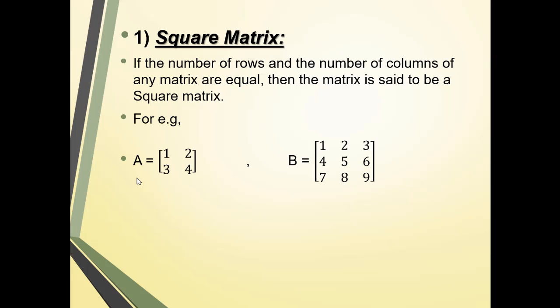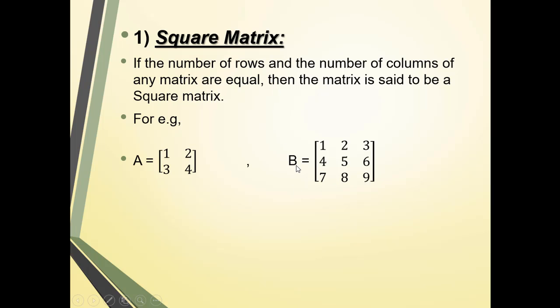For example, we have given 2 matrices, and if we talk about the order of matrix A, we will come to know that there are 2 rows and 2 columns. The first row is that in which 1 and 2 appear, and the second row is that in which 3 and 4 appear. The first column is that in which 1 and 3 appear, and the second column is that in which 2 and 4 appear. So we can say that the order of the matrix is 2 by 2. So 2 by 2 means there are 2 rows and 2 columns, and since the number of rows and columns are the same, we can say matrix A is a square matrix.